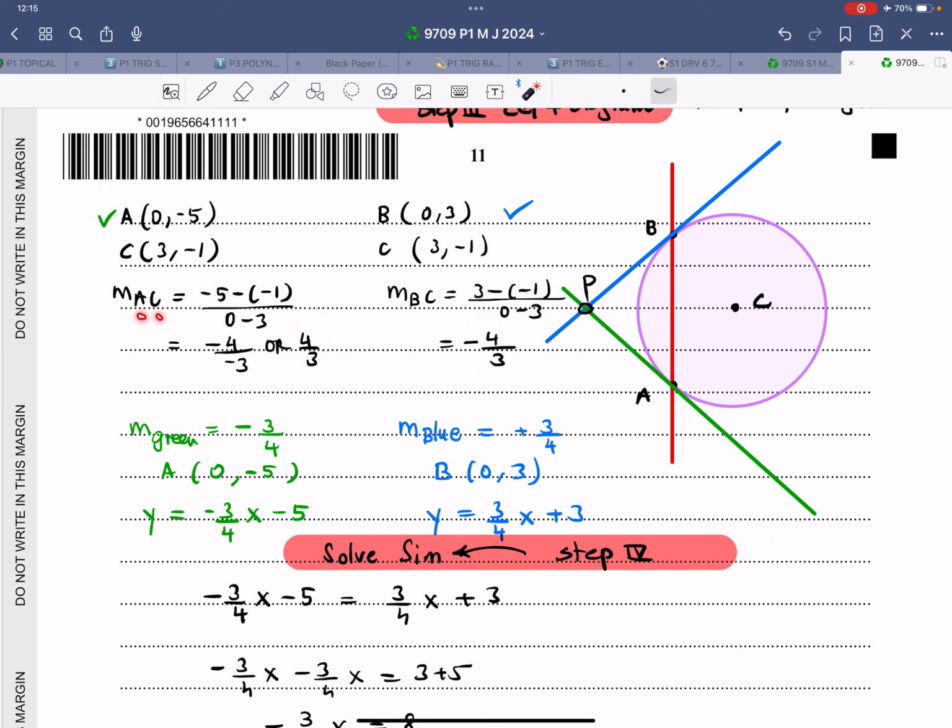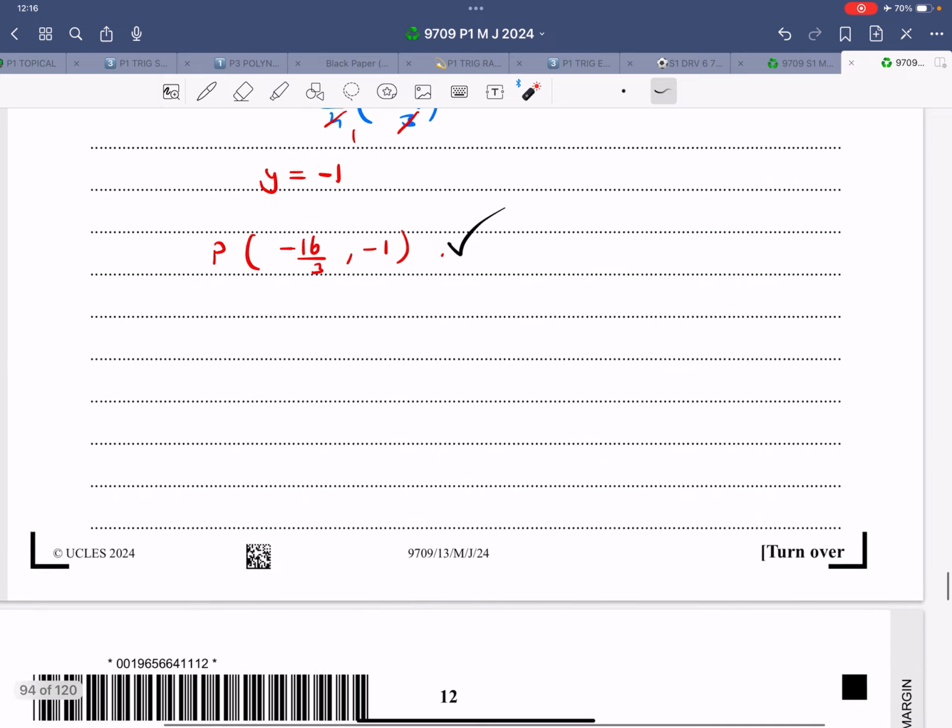Just double check. Sorry, over here, that is AC and BC. That is giving this thing. Gradient of green line is negative 3/4. This is negative 3/4. This is positive 3/4. Why? Because the inclination is exactly the same. So that is one observation that you get out of this.